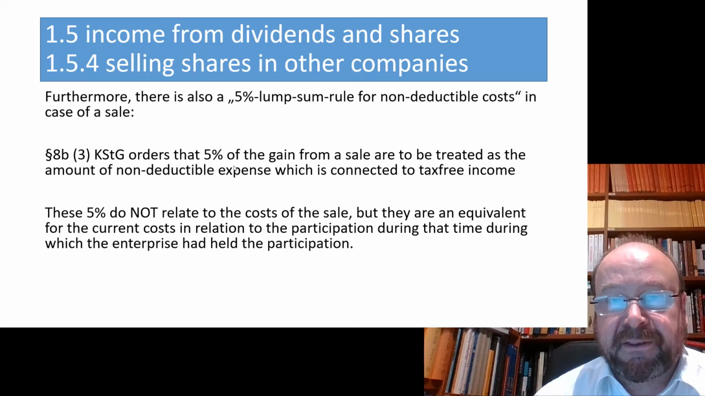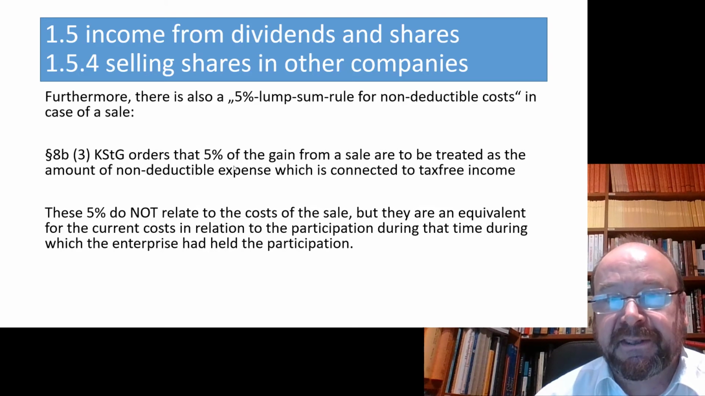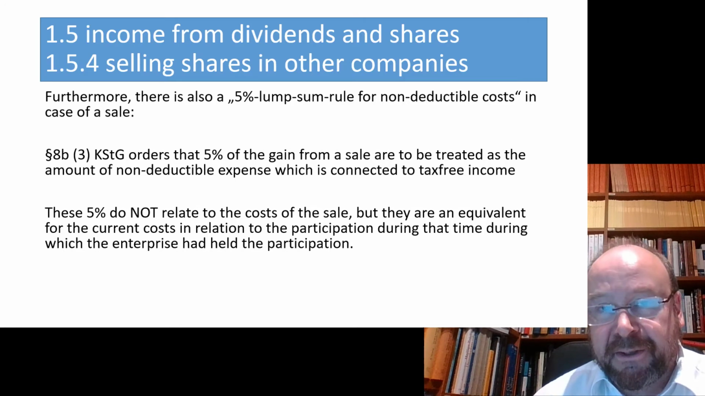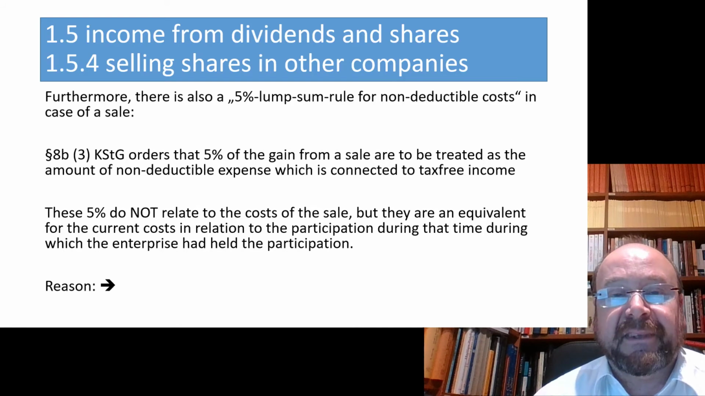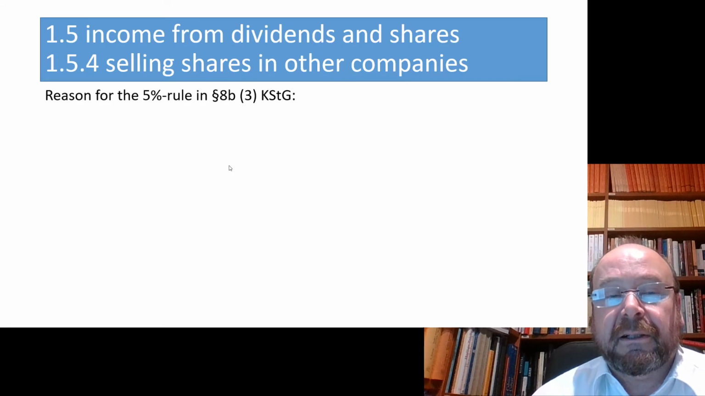Now, these 5%, to clarify that, are not eliminated because one aims at elimination of the costs of the sale, because the costs of the sale are already deducted from the gain. These 5% are an additional equivalent for the deductibility of the actual current costs in relation to the participation during that time when you held the shares. That's a bit difficult to understand. Let me explain.